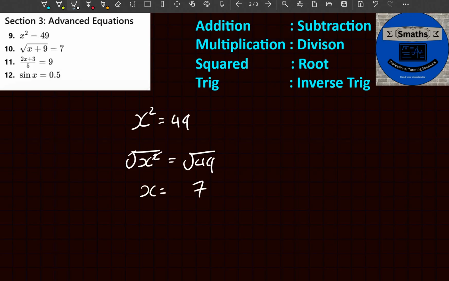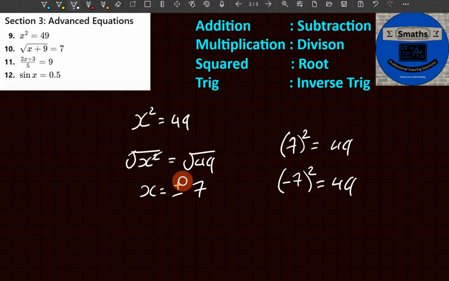However, it's not just 7, it's going to be plus or minus 7. I'll give you a quick rundown why. If we were to take 7 and square it, we would get 49. If we were to take minus 7 and square it, we would also get 49. Right? So that's why when we take the square root of a number, it's always plus and minus whatever number. Right, so that's number 9.